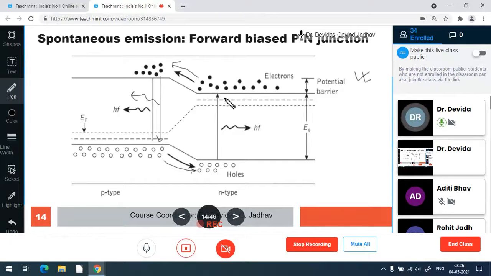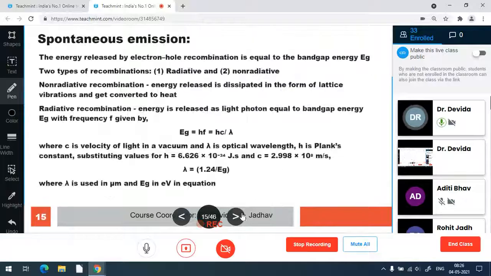These photons have energy equal to the band gap energy, Eg. So all the photons have the same energy, so it is monochromatic. But this process is random in direction, space, and time. That's why it does not have any direction. It is not in phase, so it is incoherent. So spontaneous emission is due to electron hole recombination, and the energy emitted is equal to the band gap energy. Easy. There are two types of recombination: radiative recombination and non-radiative recombination.